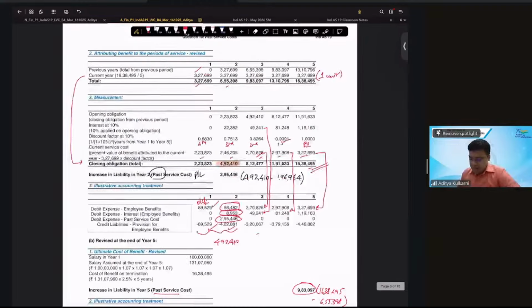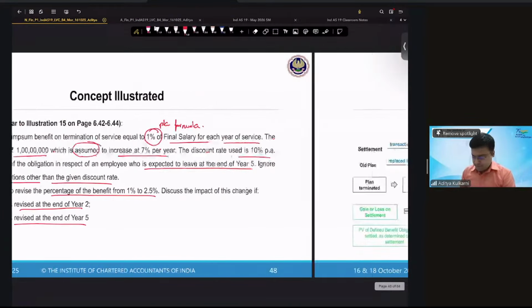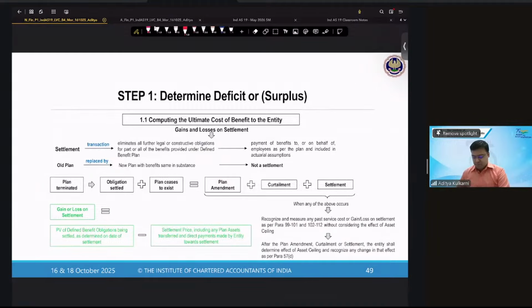So that takes care of this question. I hope it is clear. Okay. All right. So next we look at what do you mean by settlement. Settlement is a transaction which eliminates all obligations for part or all of the benefits provided under the benefit plan. I am basically settling with the employees. Payment of benefits to or on behalf of employees as per the plan and included in the actuarial assumptions. That is what your settlement means.